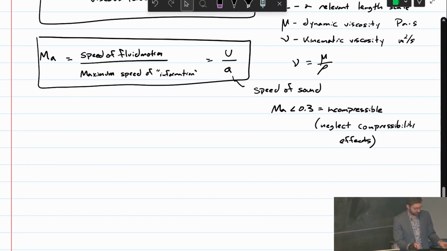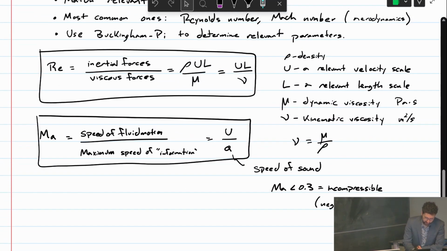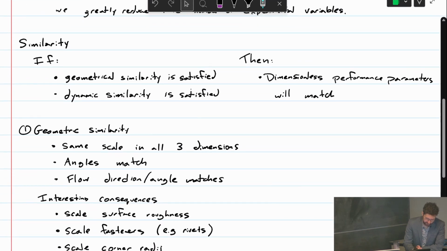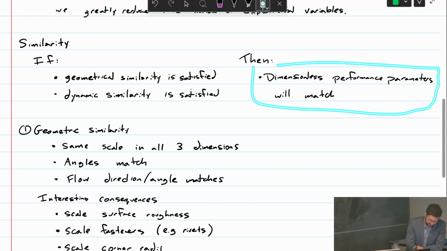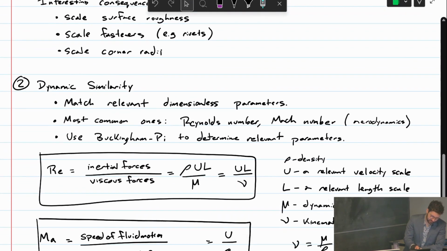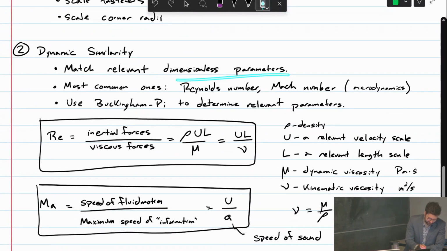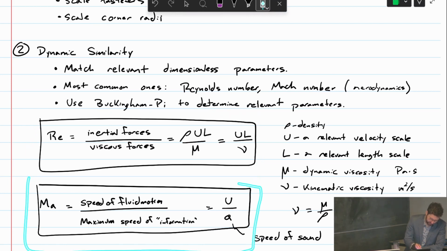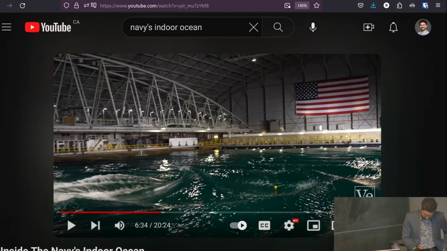Yeah. So just to review, in order to match the dimensionless performance parameters, we need to have a scale model, with geometric similarity, that matches the right dimensionless parameters. So I gave 2 examples here that we'll talk about in this lecture. But for a more general problem, you would need to rely on people who've previously done Buckingham Pi for that. Okay, so I gave the examples mostly of wind tunnels, but this also applies to boats.